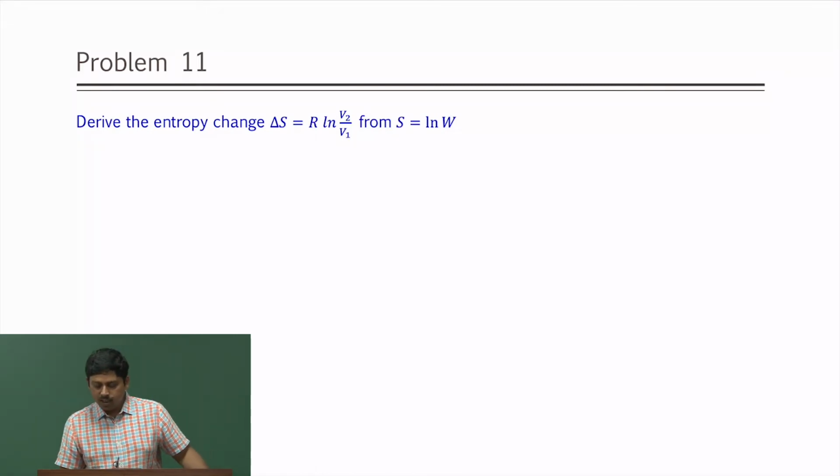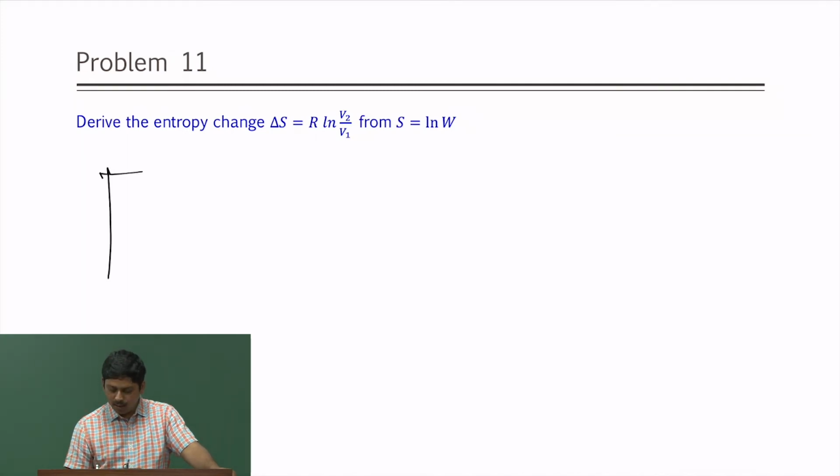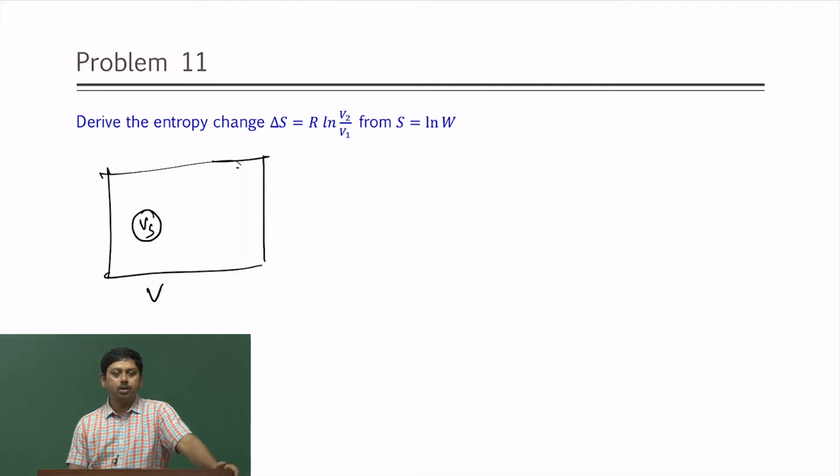Derive the entropy change delta S as R ln V2 by V1 from S equal to ln W. Now, in order to do that derivation, let us imagine that in a volume V1 or V, a particle is occupying only a Vs volume. So, each particle occupies Vs volume. That means the number of possible W's that the particle can have is V by Vs.